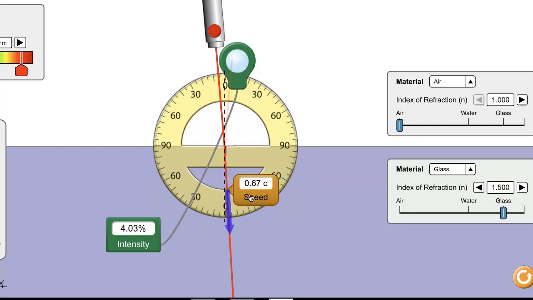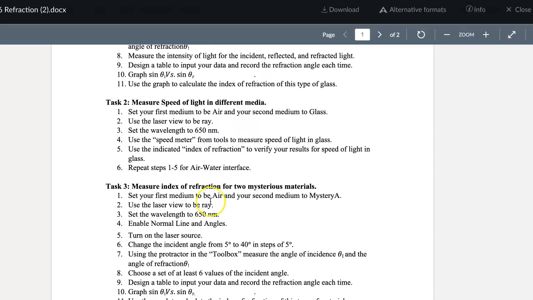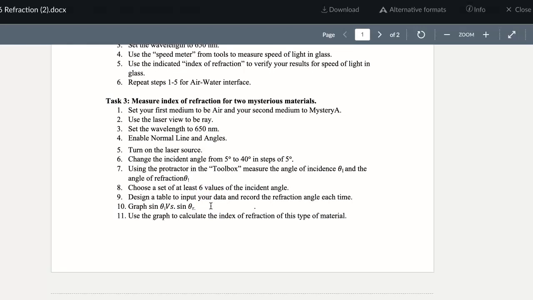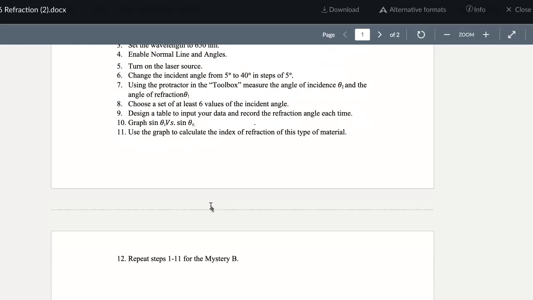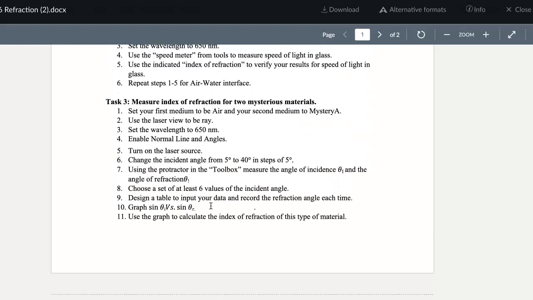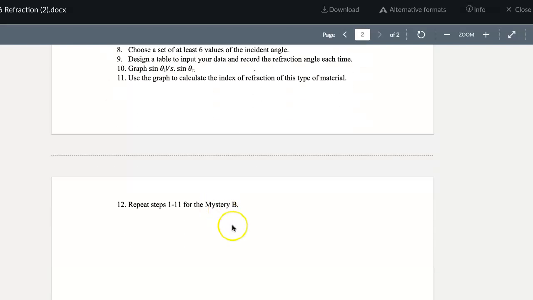For this lab, don't forget there are values that you're going to have under the data section, and some of the values that you should have in the calculation section. Don't forget to include sample calculation for the lab. Okay, the last part here, we have materials. We call them mysterious A, mysterious B. We are going to find what is really the index of refraction of these materials.